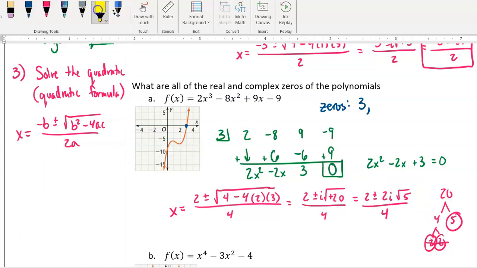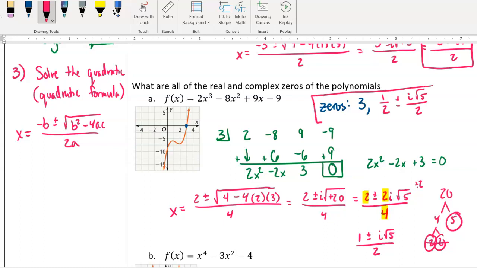Now, what's outside of there? All of those are divisible by 2. So there's 2 ways you could write your answer. One way would be to just take everything and divide it by 2. And so we would have 1 plus or minus 1i, or just i square root of 5, all divided by 2. Or if you wanted to, you could break it up as two separate fractions. So we could say 1/2 plus or minus i square root of 5 over 2, your other two zeros. So you could write it either way. I'd accept either one, but those would be your three zeros.